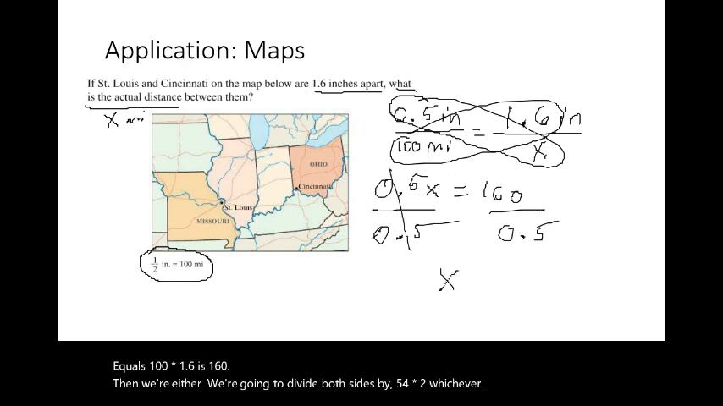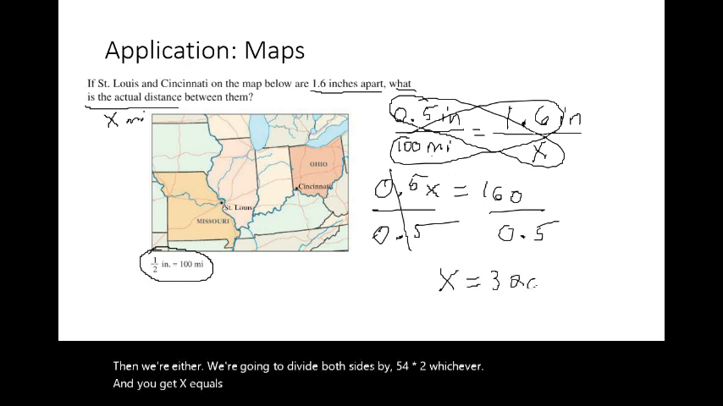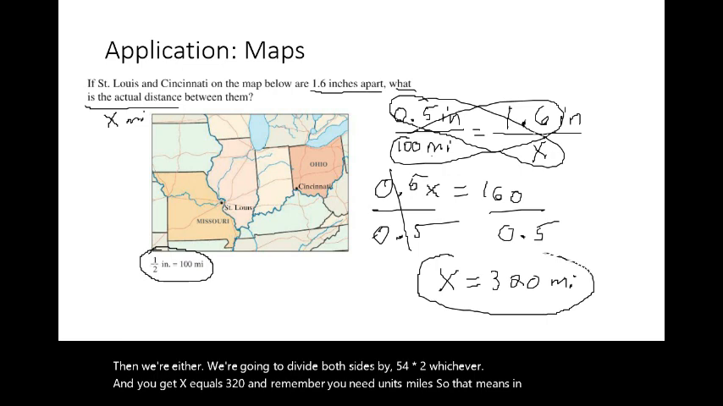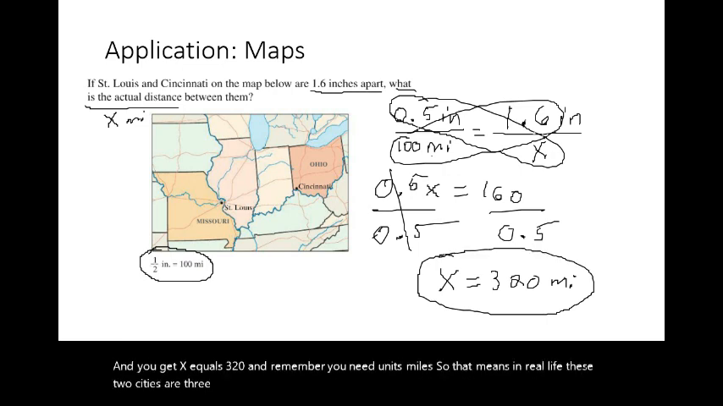And you get x equals 320. And remember, you need units: miles. So that means in real life, these two cities are 320 miles apart.